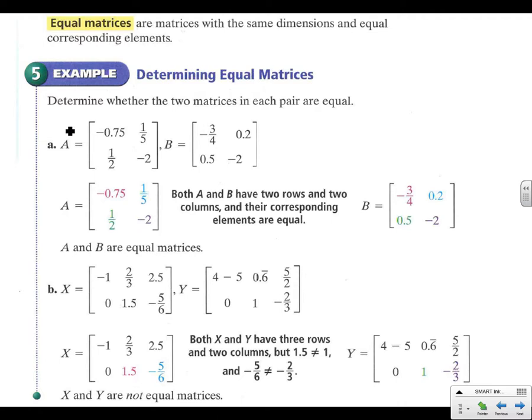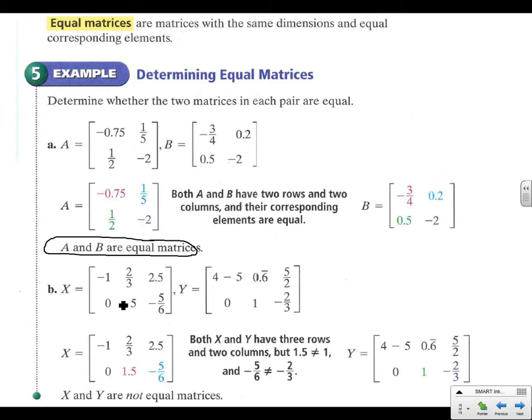All right, now matrices are only equal to each other if every number is the same in every single spot. So let's see if A is equal to B here. Is negative 0.75 the same as negative 3/4? Yes. Is 1/5 the same as 0.2? Yes. Is 1/2 the same as 0.5? Yes. And is negative 2 the same as negative 2? Yes, it is. Aha. A and B are equal.